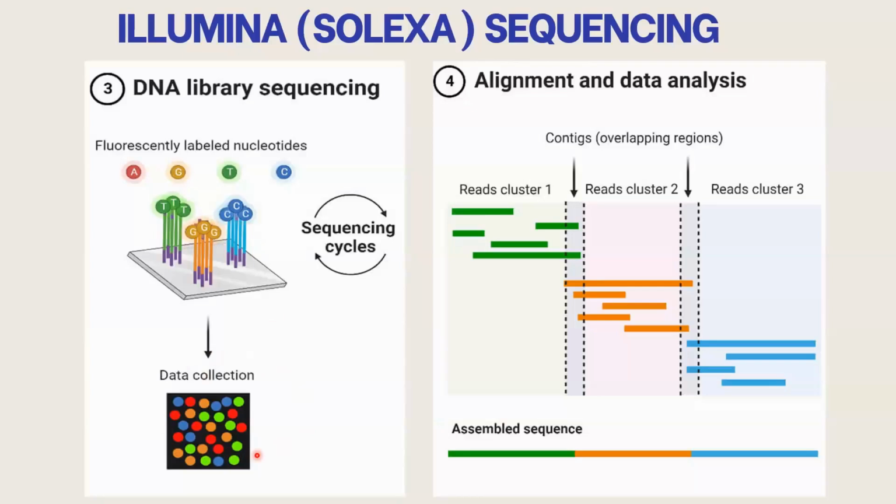Usually, it's lighting up like lights. And then after the data is collected on the flow cell, alignment and data analysis follows. The read clusters align with overlapping regions, and then the sequences assemble, because we have multiple patients, obviously, in the same primer pool and in the same library. The alignment tools help us to segregate each patient from the others.